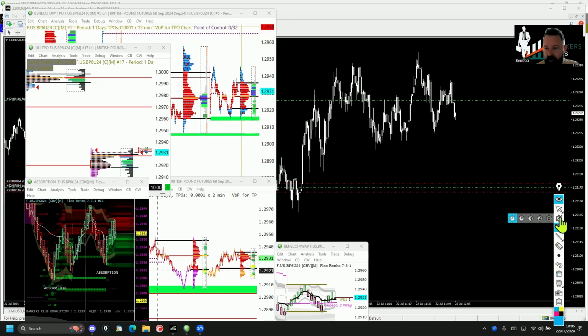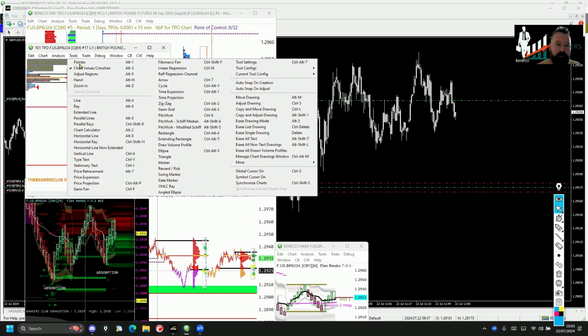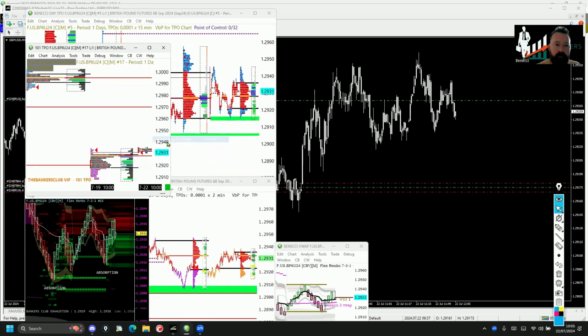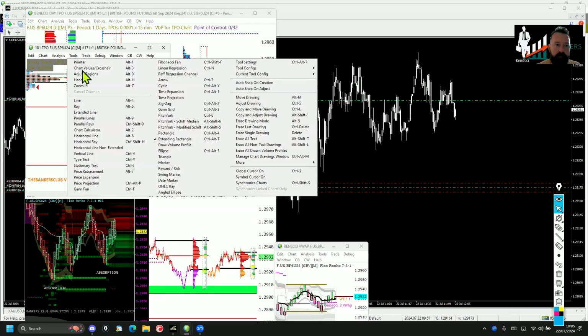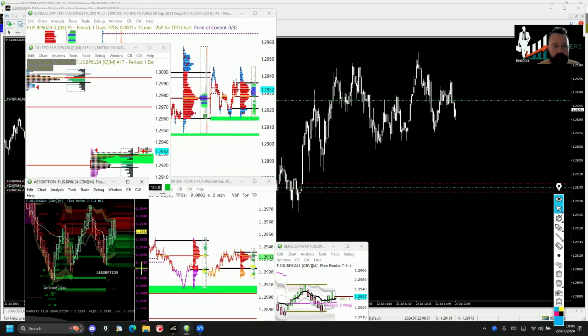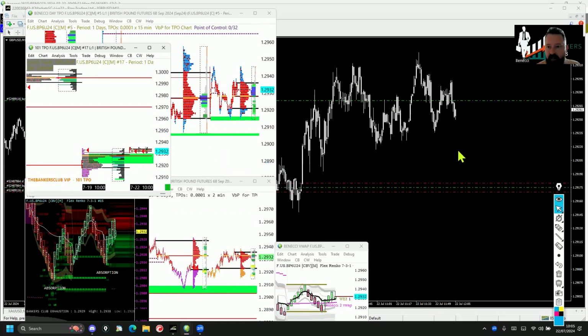Let me draw a block out on that for you so you can see a bit easier. I'll just draw that like that. So we've just come into this demand zone and I'm expecting us now to start moving upwards.